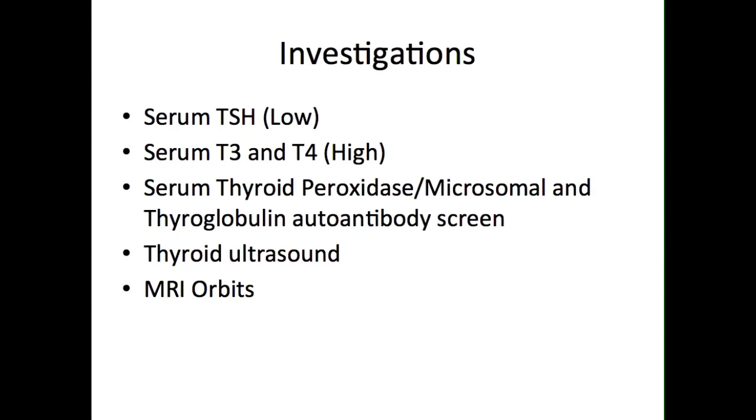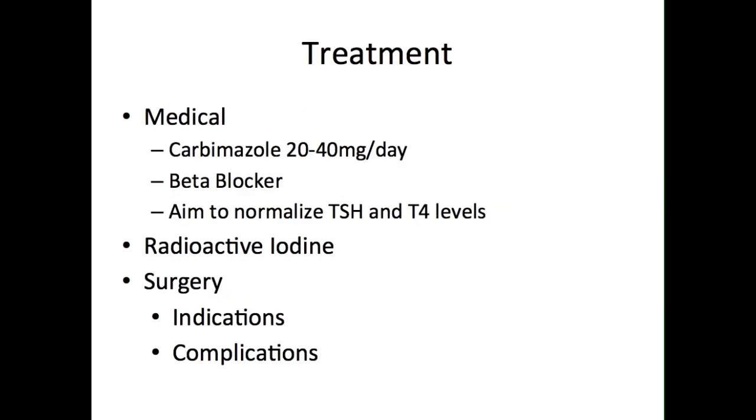In patients with suspected Graves' disease, it is also important to carry out an MRI of the orbits to exclude any other possible causes of proptosis. These can include a retroorbital tumor. Treatment of hyperthyroidism involves reducing thyroid hormone production by the thyroid gland. This can be achieved by medication, ablation with radioactive iodine, or surgery.